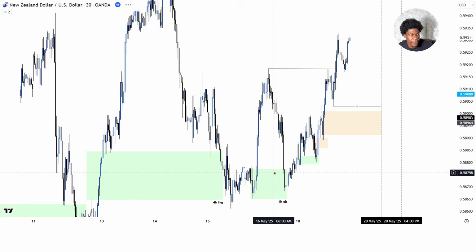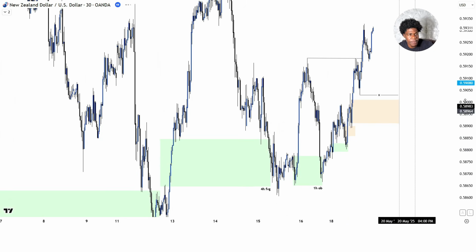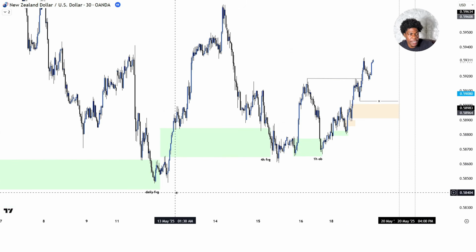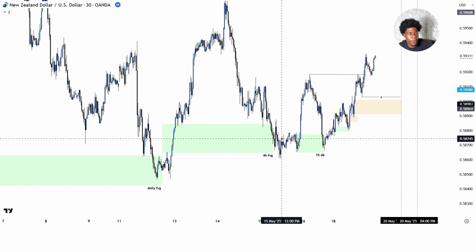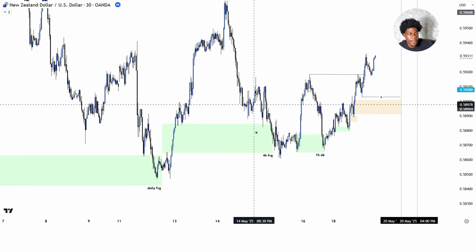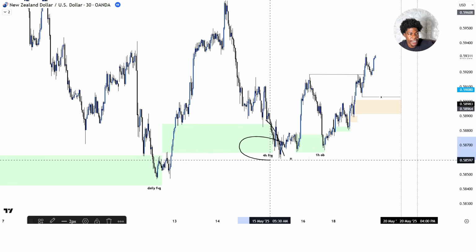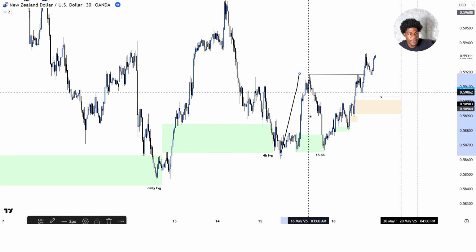I have videos on both of these concepts. So we see price is just pushing down, right? Price first mitigated this daily fair value gap on the 4 hour, and then on the 4 hour, price left this 4 hour fair value gap. On the 1 hour, it mitigated this right here to then extend higher to give us a new leg.